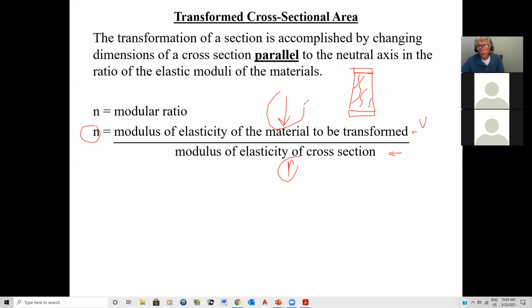What am I transforming the material from and to? From steel to concrete, or from concrete to steel? That's what you have to remember. It's very important when it comes to n, which one you put on top and which one you put at the bottom.